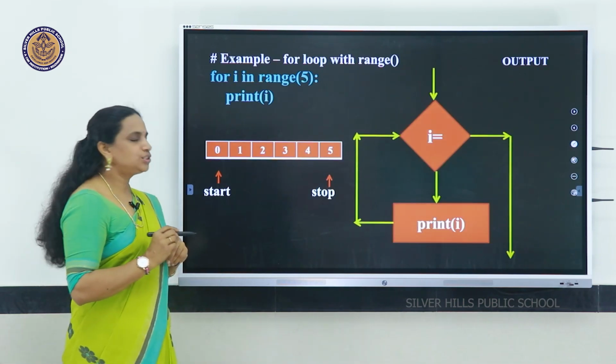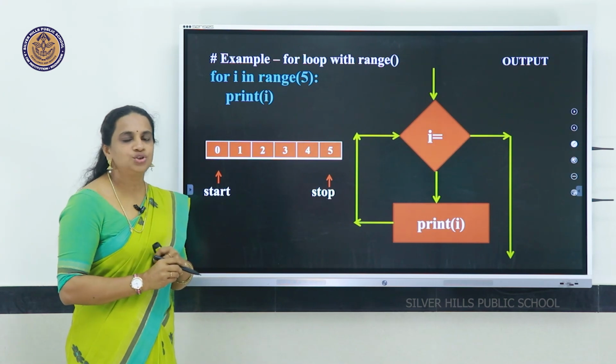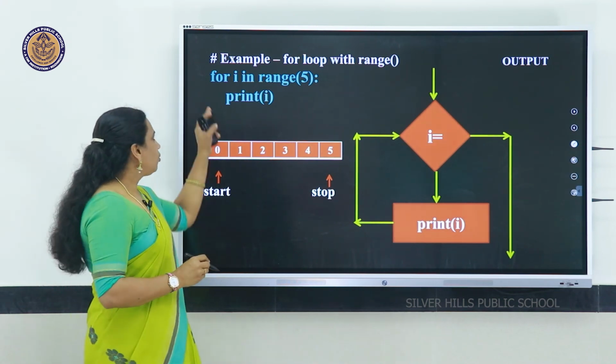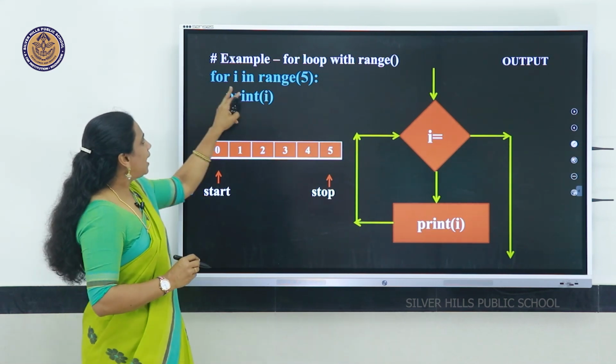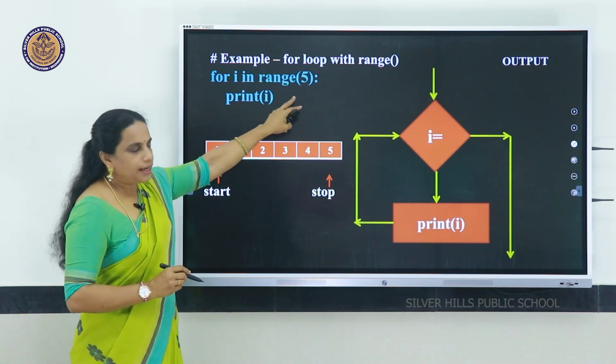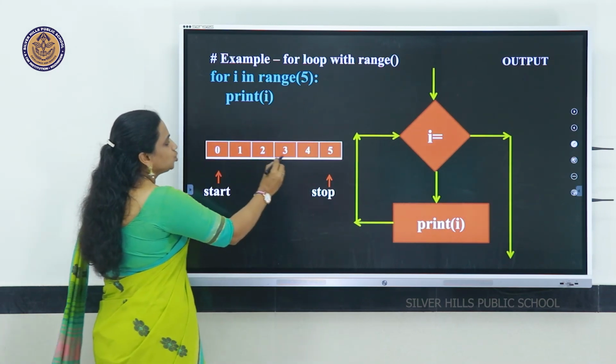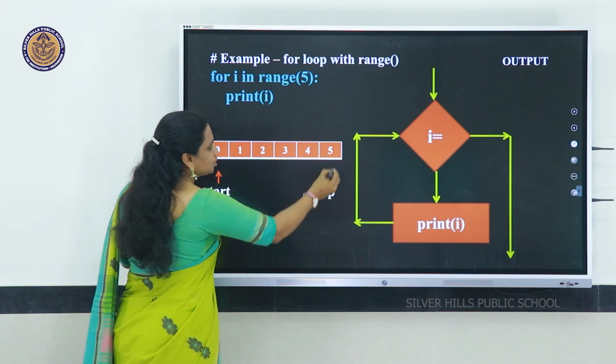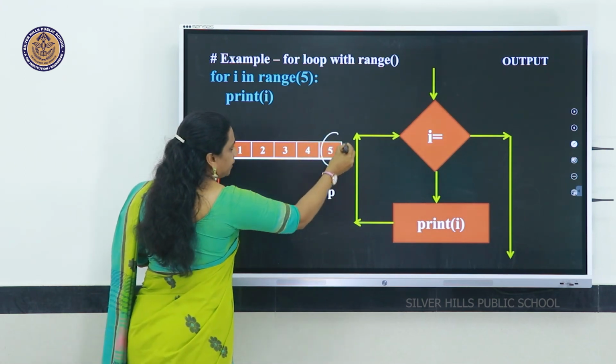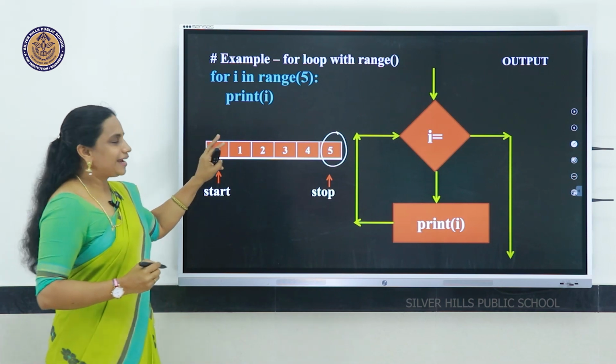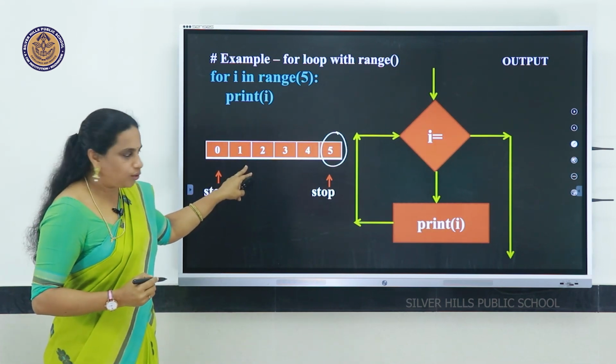For example, you want to create numbers from 1 to 5. Okay. Now, how can we write the program? For i in range of 5. Range of 5 means 0, 1, 2, 3, 4. This is the stop value. This is excluded.